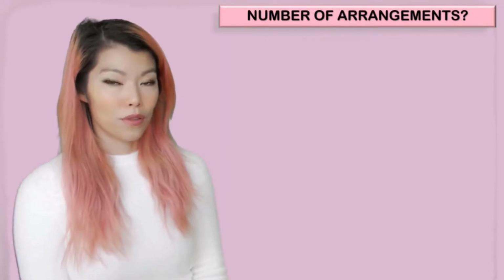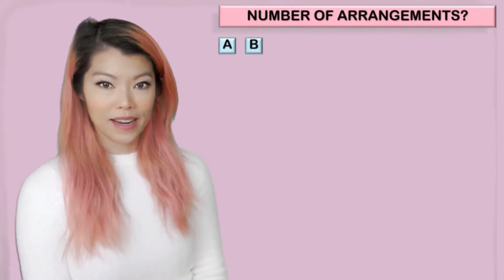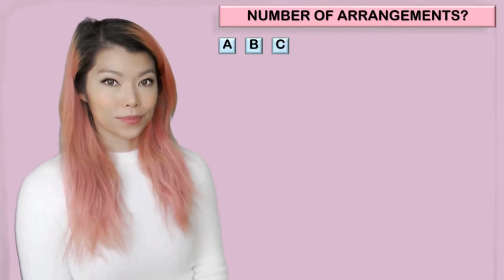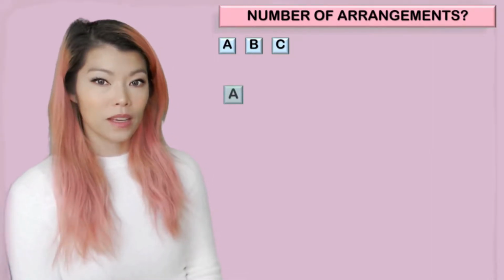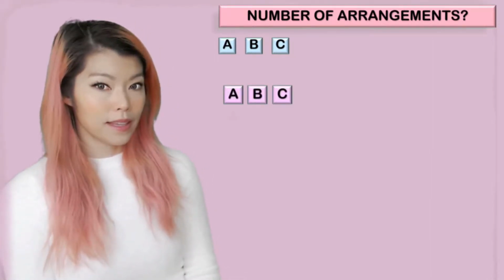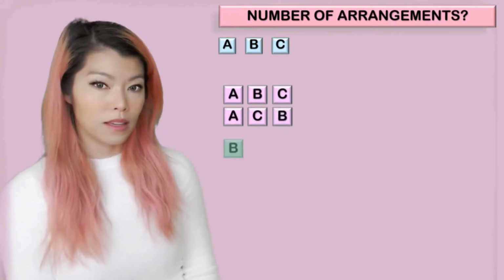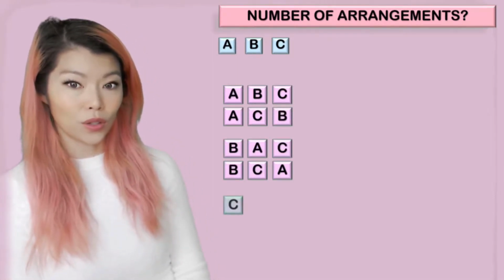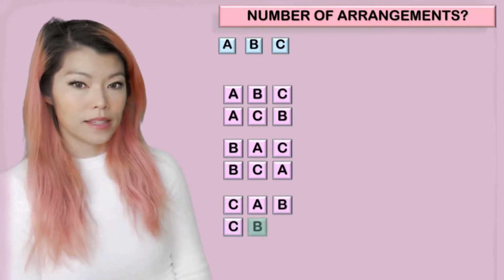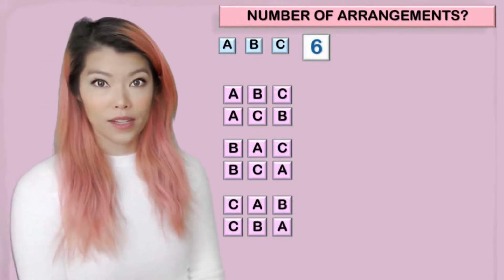Let's look at the number arrangements of these three letters. How many ways can you arrange A, B, and C? Well, you could arrange it as ABC, or ACB, or BAC, BCA. What else can you do? CAB and CBA. So 6 arrangements.